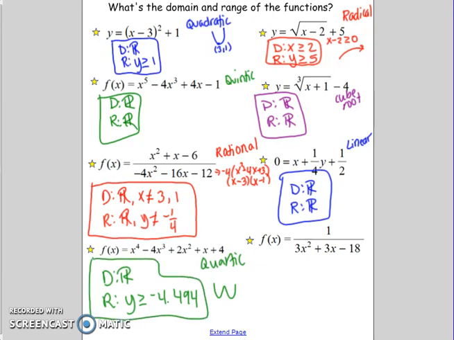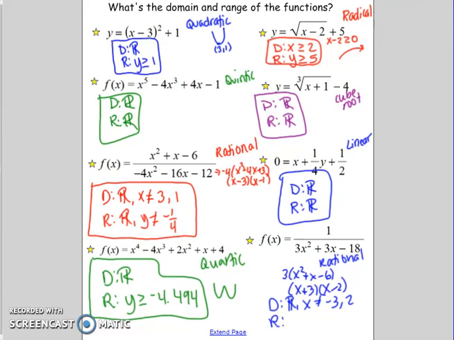Okay, and then the last one is another rational. So this is a rational, and we would factor the bottom. So let's take out the 3 in the bottom. We have x squared plus x minus 6. (x plus 3)(x minus 2). So our restrictions would be -3 and 2. So our domain is all real numbers, except x cannot equal -3 or 2.